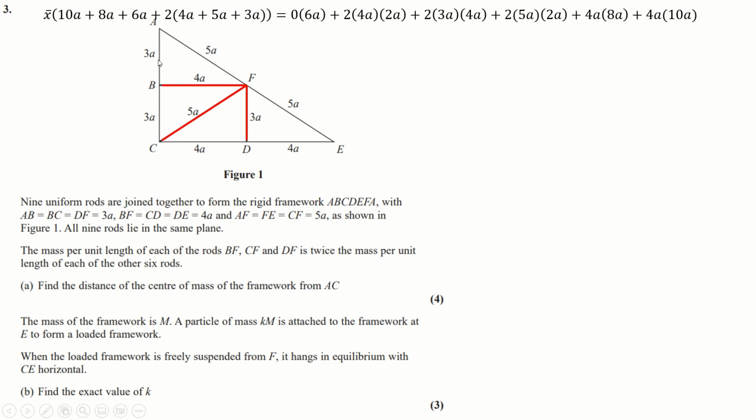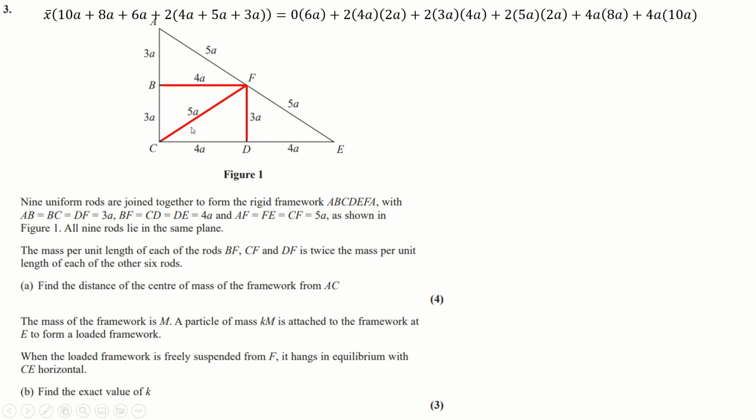So 0, the distance from this 6A to the line AC, because we're taking this from the line AC, is 0, so that's 0 times 6A. And then the distance here is 2A across, so that's the distance. And then the mass is 2 times 4A, because this again weighs twice as much. And then this one is 2 times 3A times this distance of 4A.